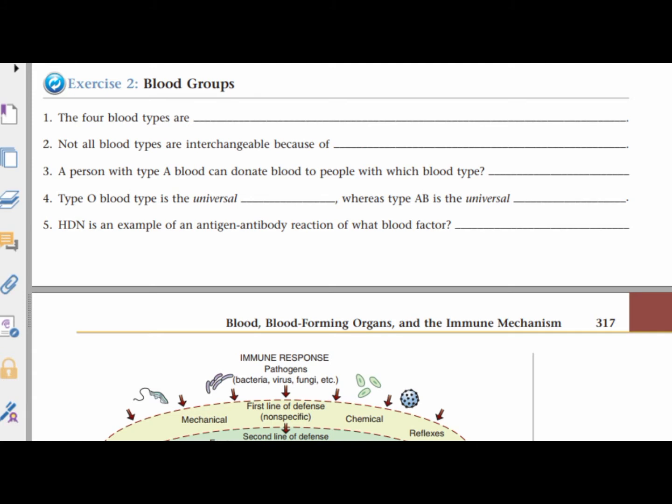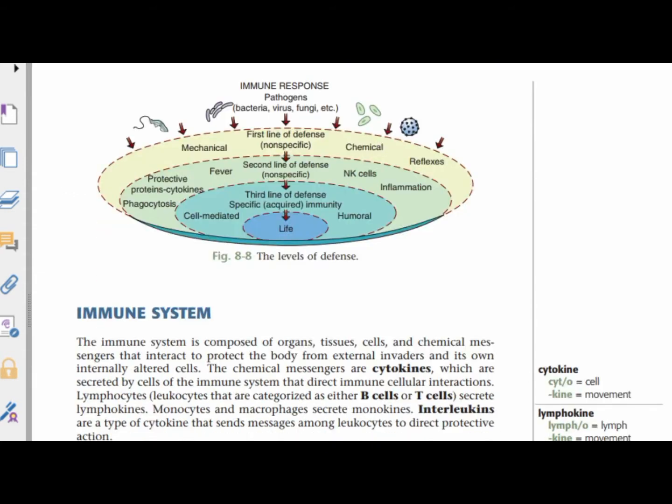that surround us. Then you have your second line of defense, which is your non-specific immune system, which includes your WBC, NK cells, the inflammatory response, fever, and phagocytosis, carried out by the phagocytes or macrophages. These are non-specific immune responses. Then you have your third line of defense, which is the specific immunity, which involves the humoral and cell-mediated immunity.